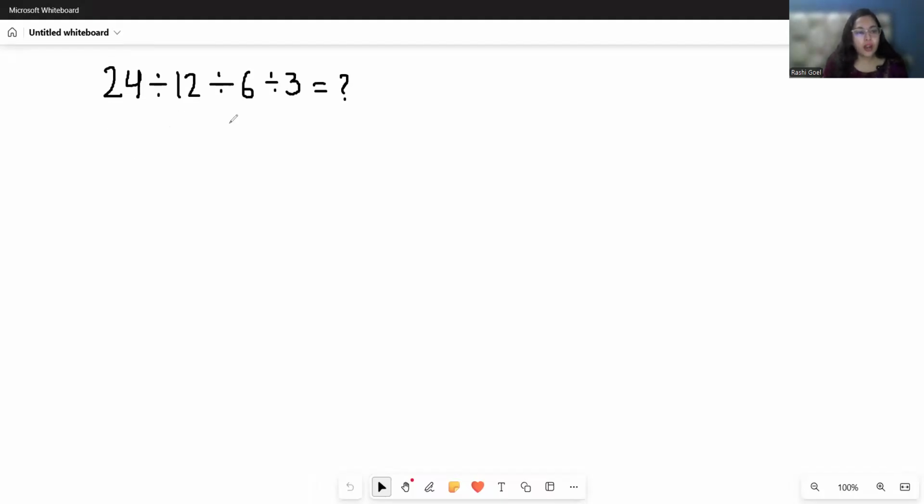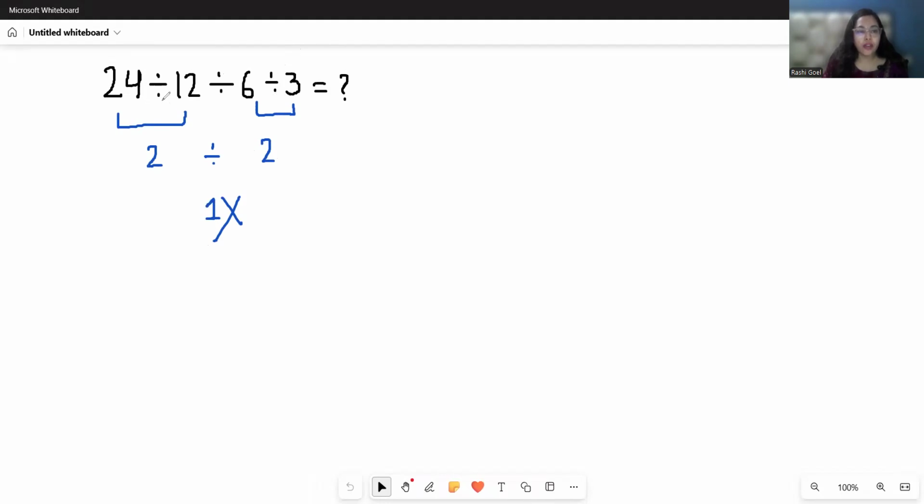24 divided by 12 divided by 6 divided by 3 is what? So 24 divided by 12 gives 2, 6 divided by 3 gives 2, and 2 divided by 2 gives 1. But this is the incorrect answer. When the same operation is given multiple times, you have to solve it from left to right.